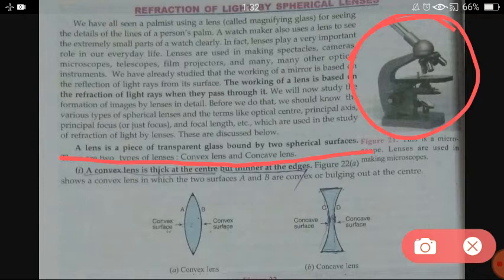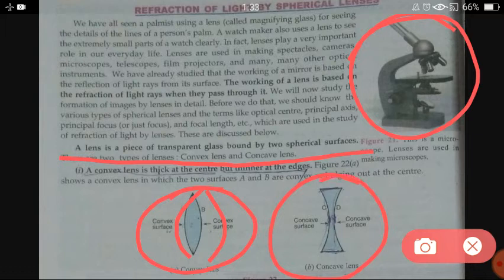According to their spherical surfaces, they are of two types. When the lens is thick at the center part and thinner at the edges, it is called a convex lens. In a convex lens you will see the bulging out part. So this is a convex lens. The other one, this diagram you can see in front of you, is a concave lens. The concave lens is thinner at the center and becomes thicker as we go towards the edges. So this type of structure is a concave lens.